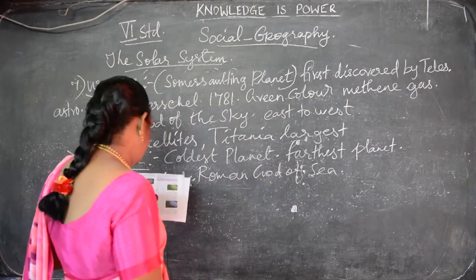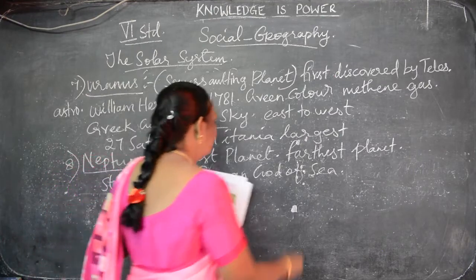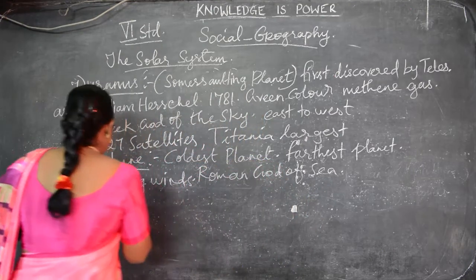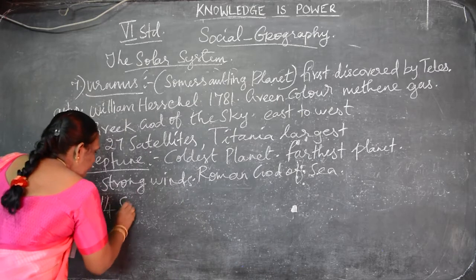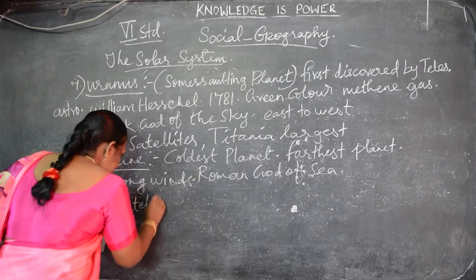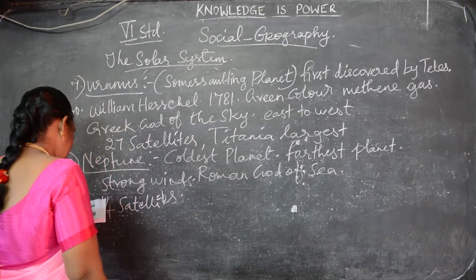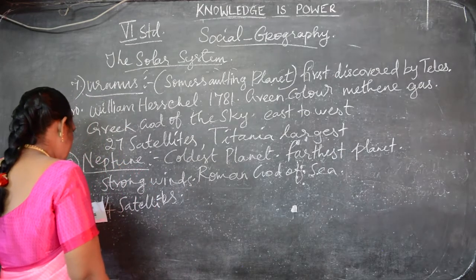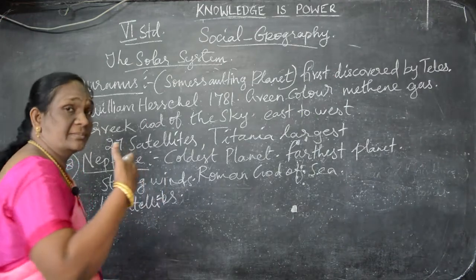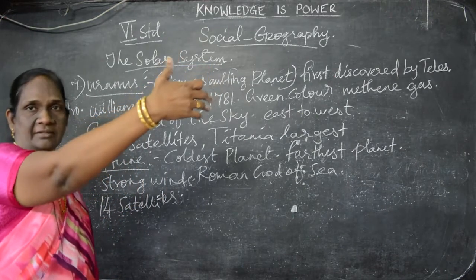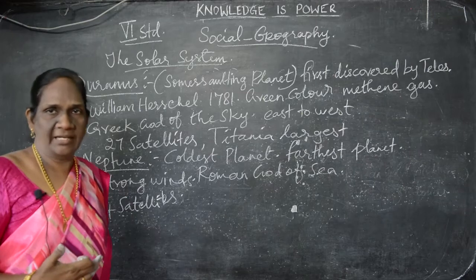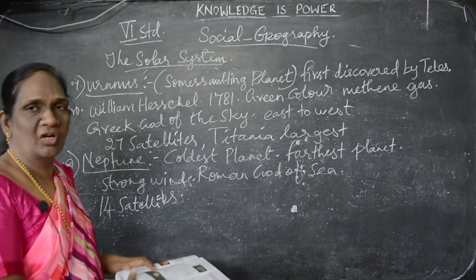Understand? And Neptune has 14 satellites. How many satellites does it have? It has 14 satellites. Neptune is one of the coldest planets. It is far away from the sun. So, it is the coldest planet in the solar system. Have you all understood, children?